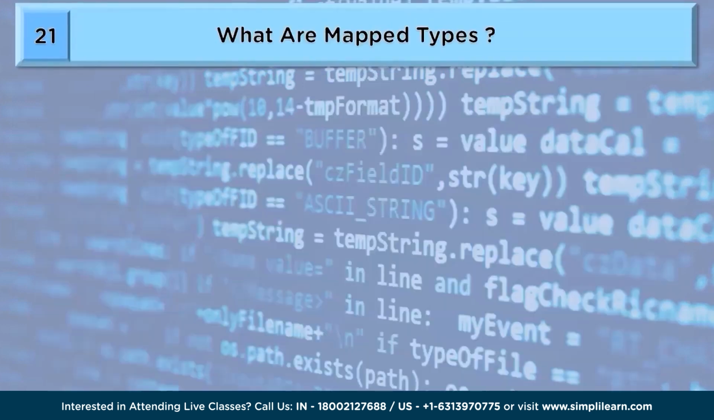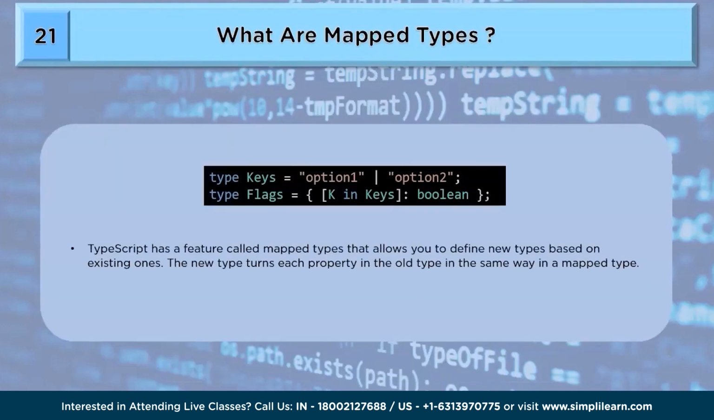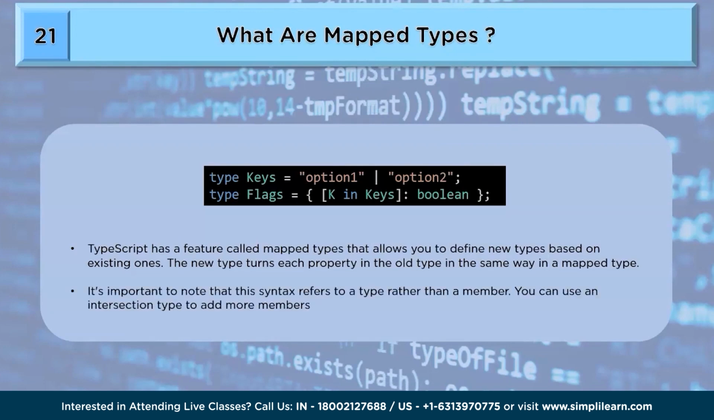What are map types? TypeScript has a feature called map types that allows you to define new types based on existing ones. In a map type, the new type transforms each property of the old type in the same way. It's important to note that this syntax refers to a type rather than a member. You can use an intersection type to add more members.